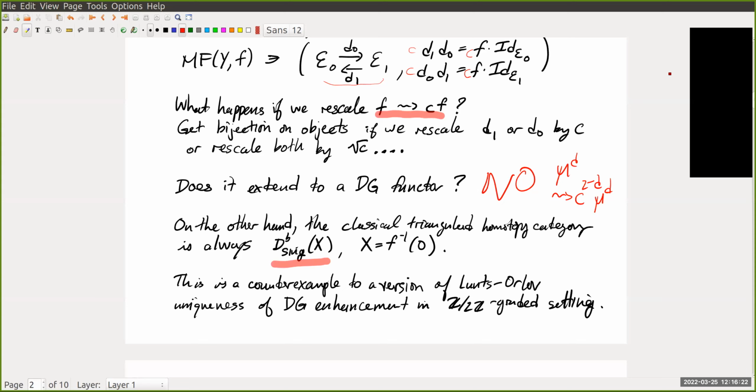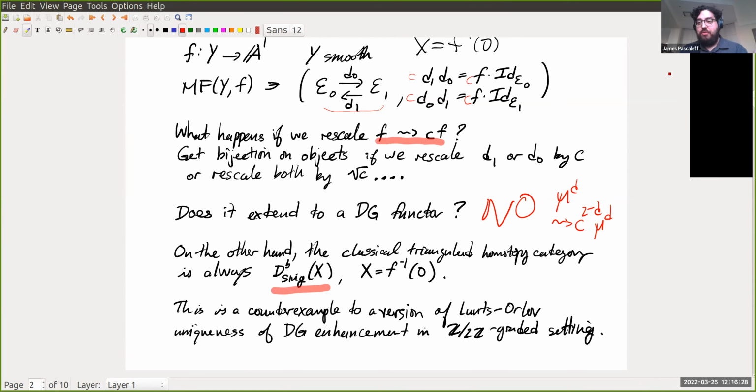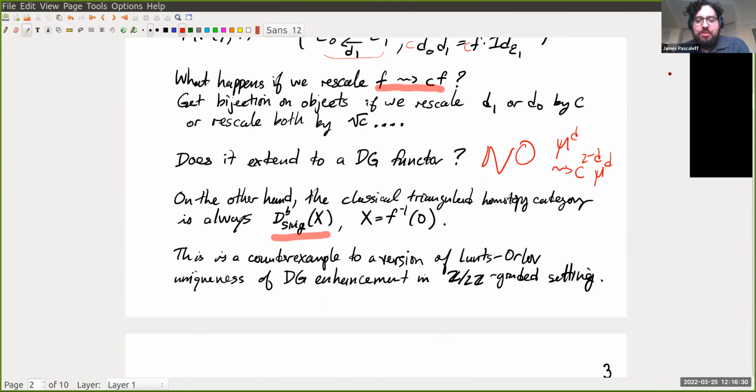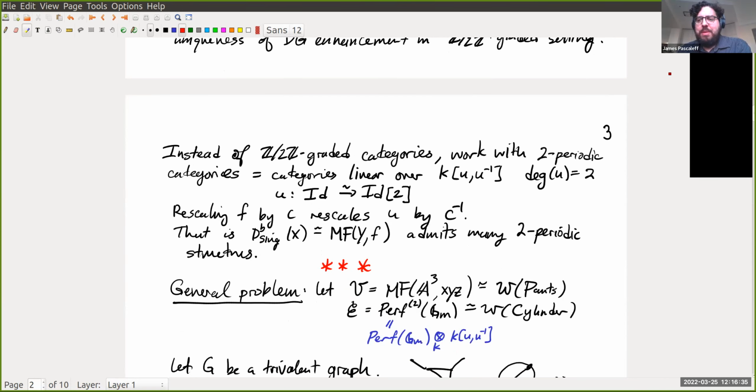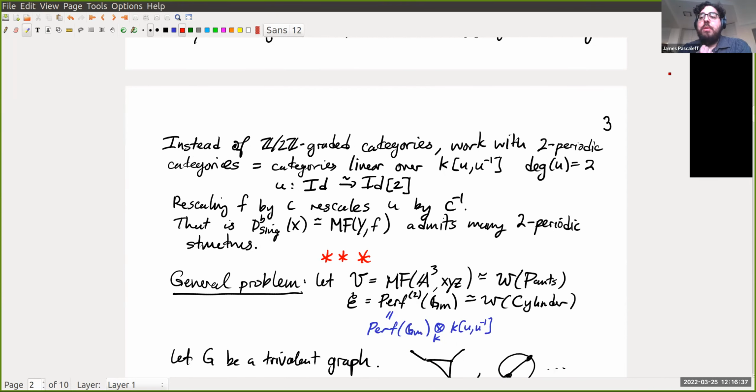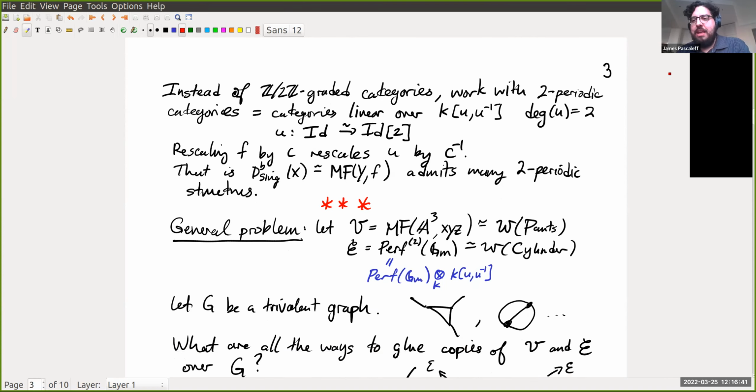Yeah, you're right. I tried hard, it's hard. You see, the thing is, this is so simple. You try that, you have to write down some universal formula, and you just can't. So that's why throughout this talk, I'm not going to work with Z2 graded categories, but with what are called two periodic categories.